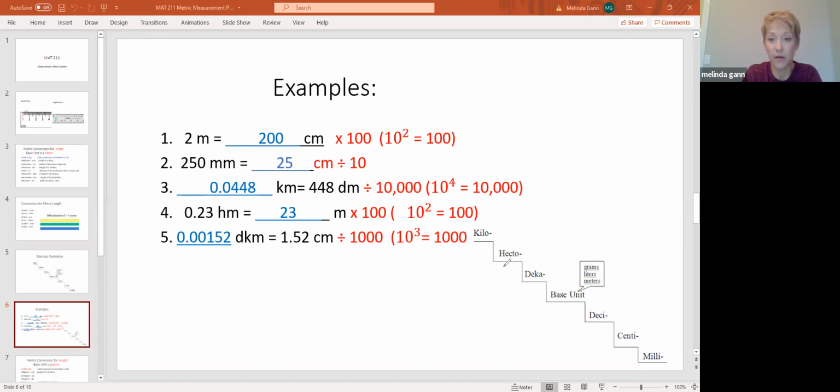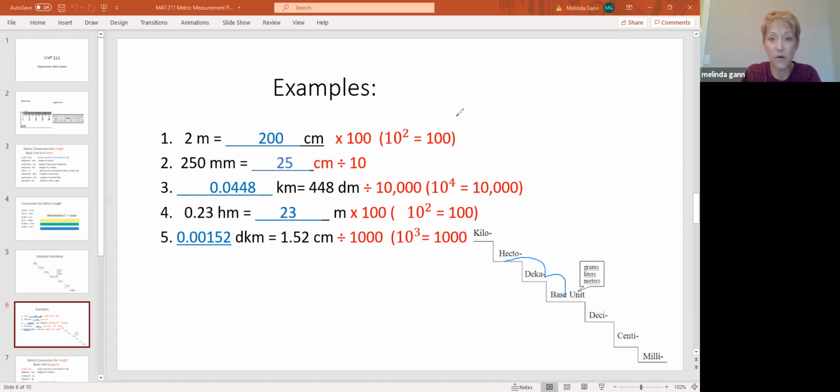Hectometer to meter. All right, here's hectometer. I'm going down 1, 2. So 10 to the 2 or 100. Now, how do I know to multiply or divide? Because I'm going big down to small. So that's why I multiplied by 100 and got 23. See, it moved that decimal 2 places to the right.